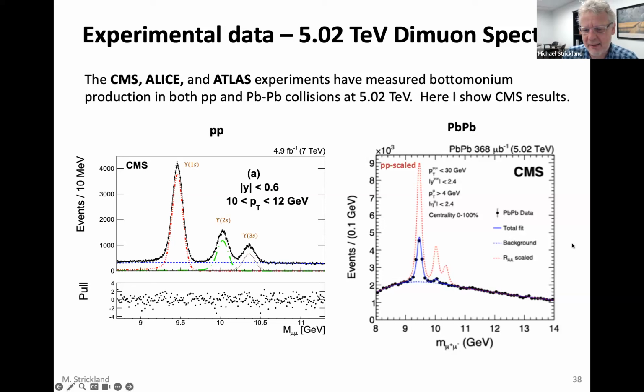So experimentally, this was the summary on the right. If you collect this data in a lead-lead collision at 5 TeV per nucleon, then what you get is the black dots down here. When you look in the dimuon spectrum, you can see that there's no longer a peak sitting up here where the 3s used to be. The 2s is a little wiggle now, and you can see a 1s.